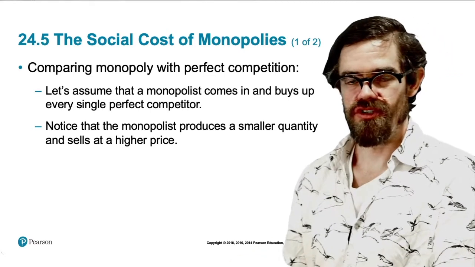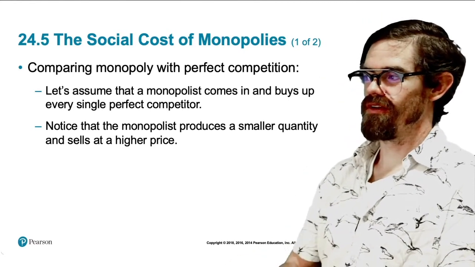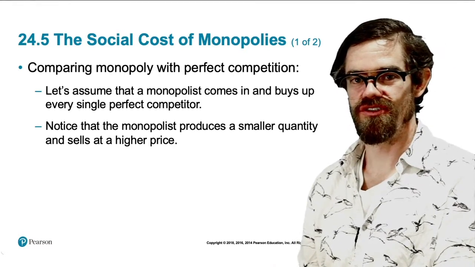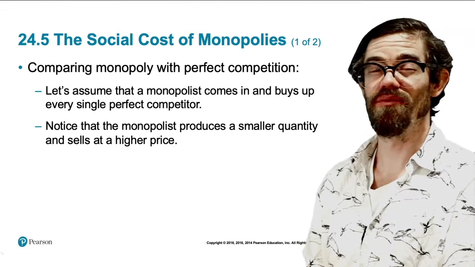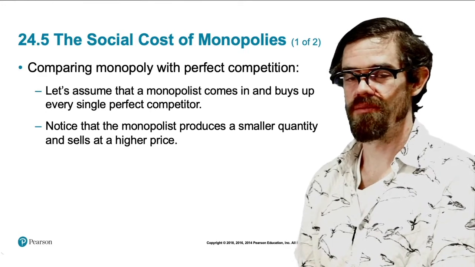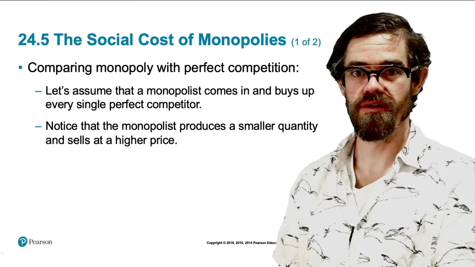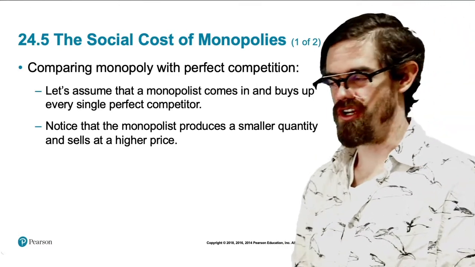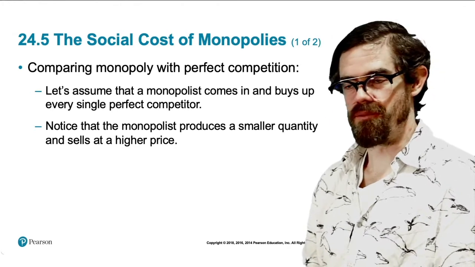All right, we're going to wrap up this chapter by looking at the social costs of monopoly. So this takes us back to, I think, either the appendix to chapter 3 or chapter 4, where we talked about consumer surplus, right? Surplus in general. So that's really what we're going to be talking about here.